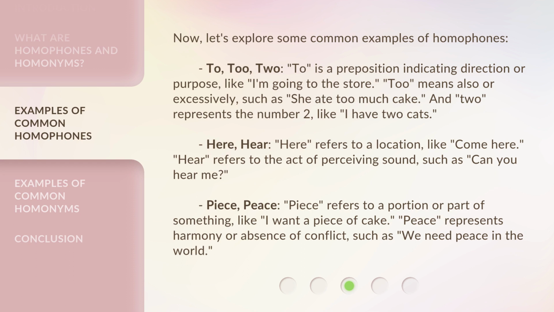Here refers to a location, like, come here. Hear refers to the act of perceiving sound, such as, can you hear me? Piece refers to a portion or part of something, like, I want a piece of cake. Peace represents harmony or absence of conflict, such as, we need peace in the world.